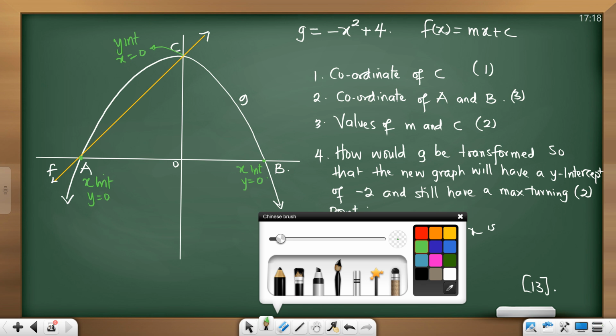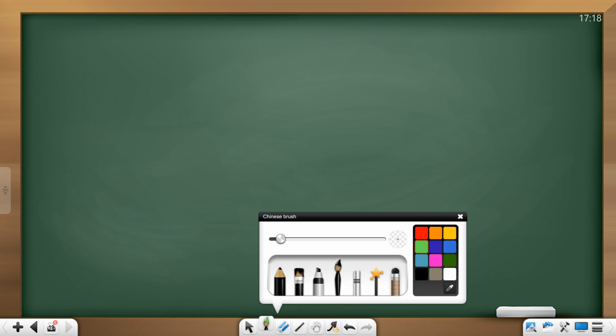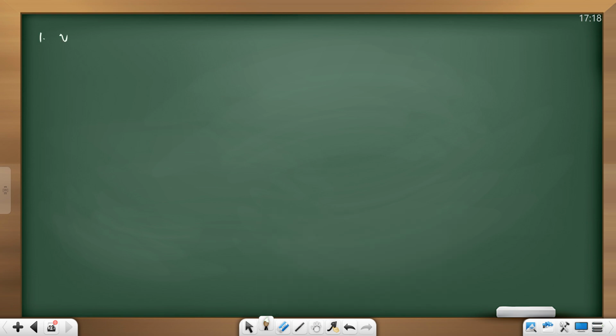Number 1, coordinate of C. At that point, I know x is equal to 0. So what do I do? I just substitute there. Anywhere I see x, I put a 0, and we're done. So y is equal to negative x squared. So we are looking for what? The y-intercept. You don't even need to calculate, but I'm just going to show you the calculation. Done. Number 2, x-intercept. We are looking for point A and B.